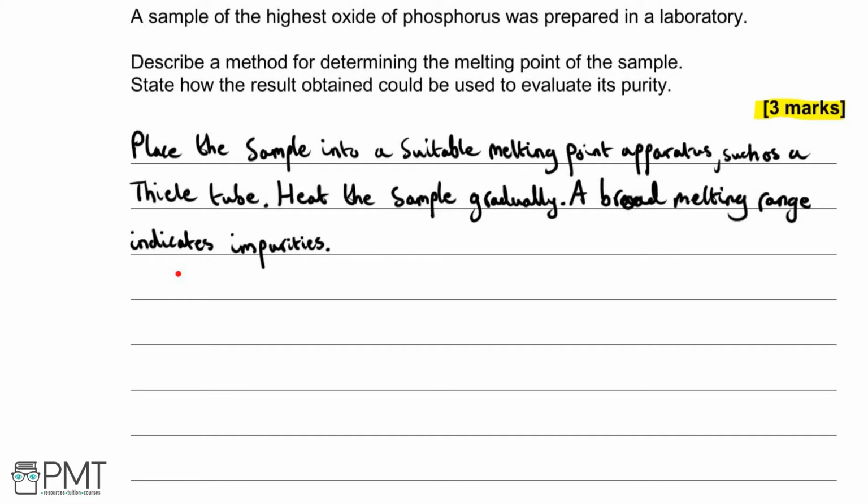So we have 3 points there. The first about using suitable apparatus, so a Thiele tube is one example. The second is for heating it gradually, and the third is for making a comment on its purity, such as about the broad melting range or data book values. And that is the full 3 marks for the question.